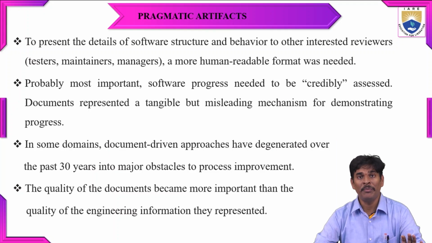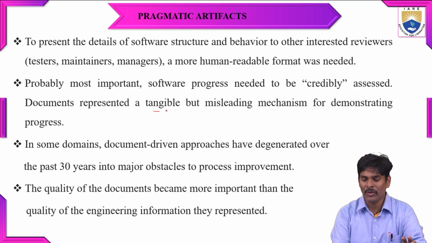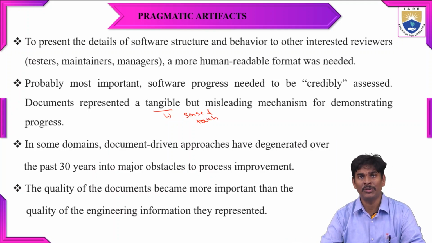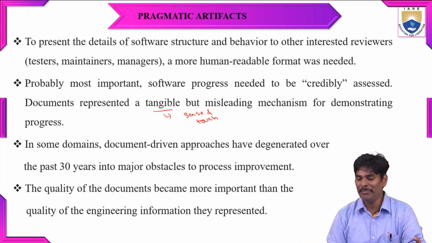So a document is nothing but what we can call tangible. Okay, so what do you mean by tangible? Tangible is nothing but something we can sense and touch. So paper is tangible, so we can take the paper, sense it and touch the paper. But it is a misleading mechanism for demonstration of progress.